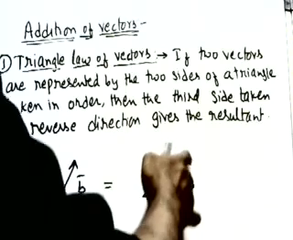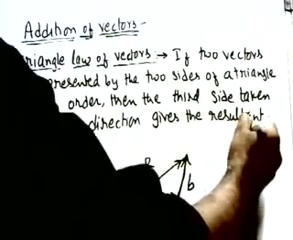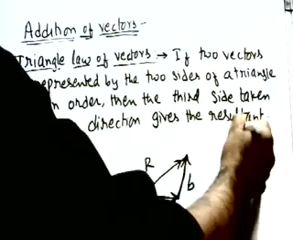So we join the tail of the second vector to the head of vector A, and the resultant is given by the third side taken in the reversed order. Suppose let me practice like this.